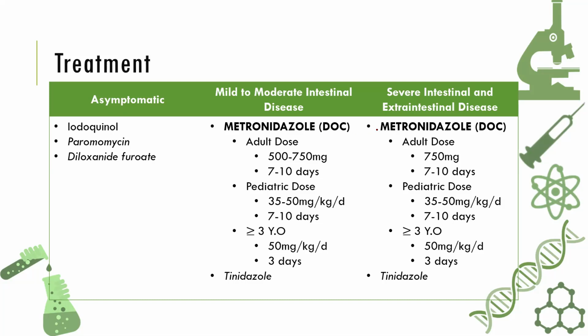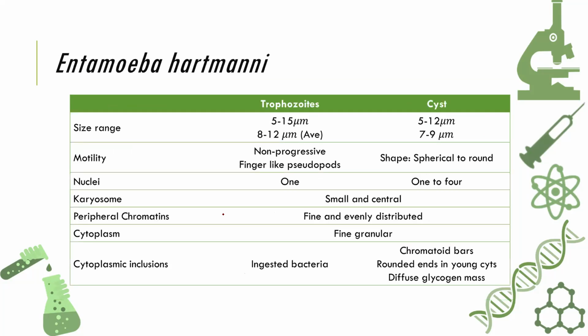Now, these are the drugs for the treatment of Entamoeba histolytica. Usually, the drug of choice is metronidazole. Metronidazole is an antibiotic. Metronidazole is also useful in what we call bacterial infection. Let me remember. I will remember that later.